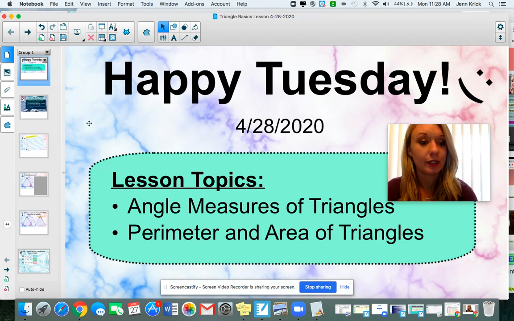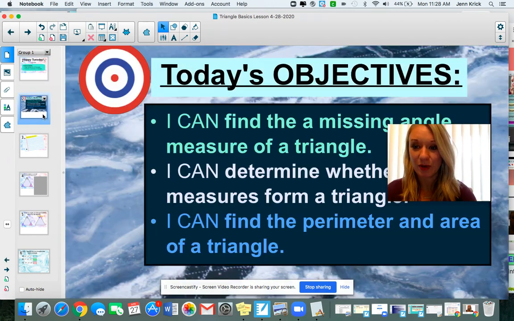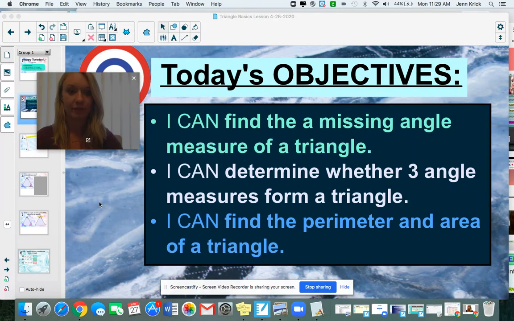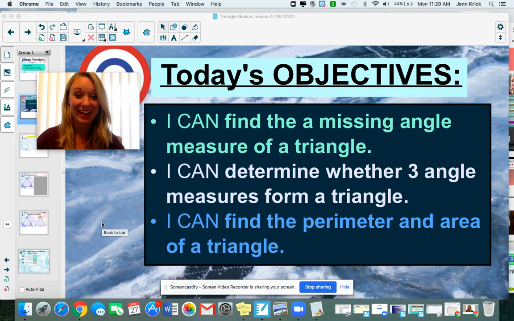Okay, so today you have three goals. Number one, your goal is to find the missing angle within a triangle. You want to be able to determine if three angle measures add up to 180 degrees to form a triangle, and you want to see if you can find the perimeter and area of a triangle.